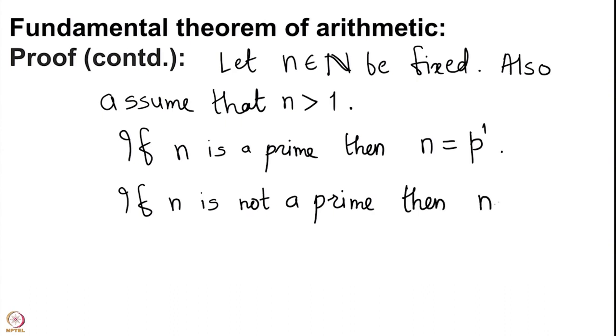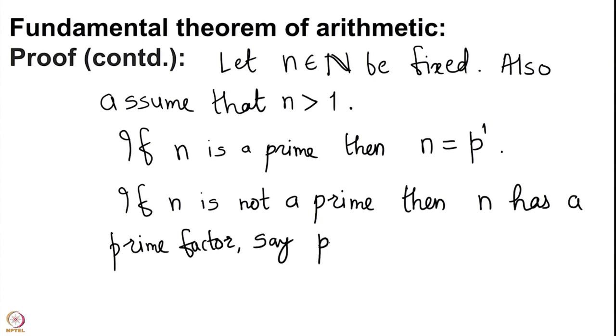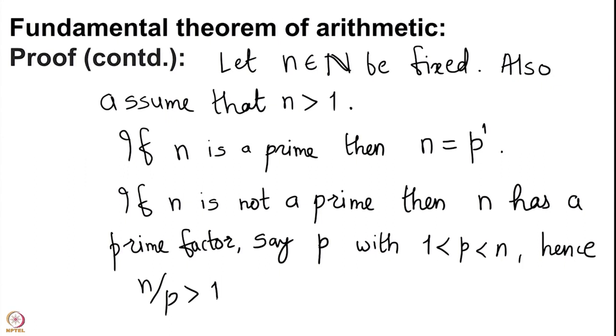then n has a prime factor, say p, with 1 less than p less than n. Hence, n by p, while it is bigger than 1 because p is less than n, and n by p is less than n. So, we found a new natural number n by p, which is not equal to 1, it is bigger than 1, but it is strictly less than n.